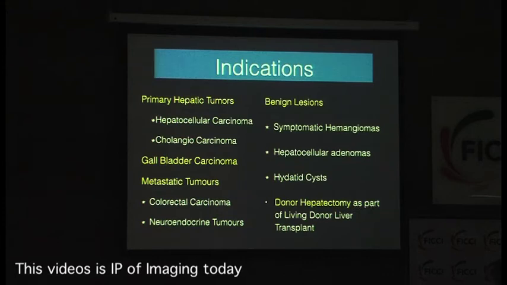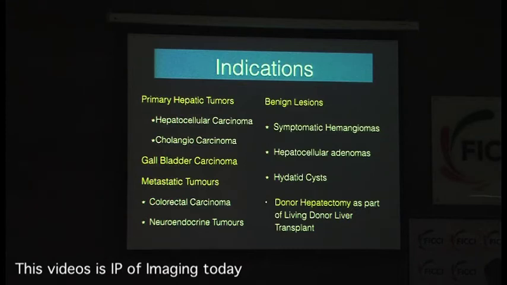So the main indications for hepatectomies are either primary hepatic tumors such as HCCs or cholangiocarcinomas. Surprisingly very little in Western literature about gallbladder carcinoma resection, which we get a lot of in North India at least. Metastatic tumors like colorectal carcinomas and neuroendocrine tumors, which I am not going to do a lot of. I am just going to give you the principles of resection.